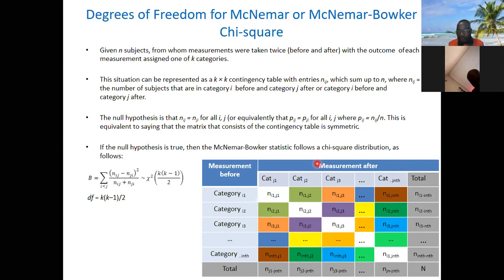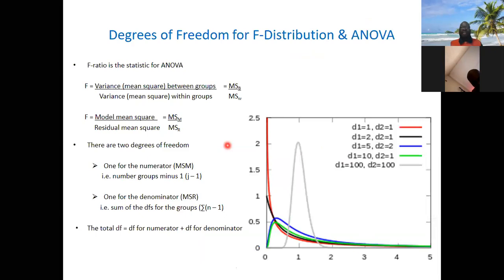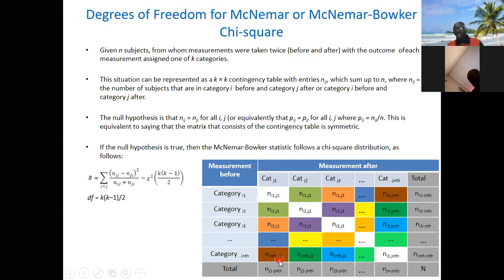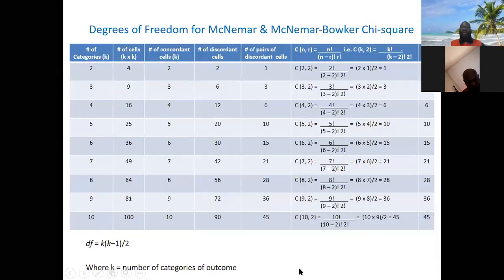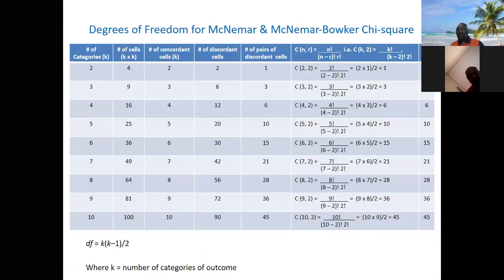So how do they meet? The diagram we are seeing here just shows an example of how they move before and after. What I just want to emphasize here is that in McNemar-Bowker, the degree of freedom is not just row minus 1 times column minus 1.